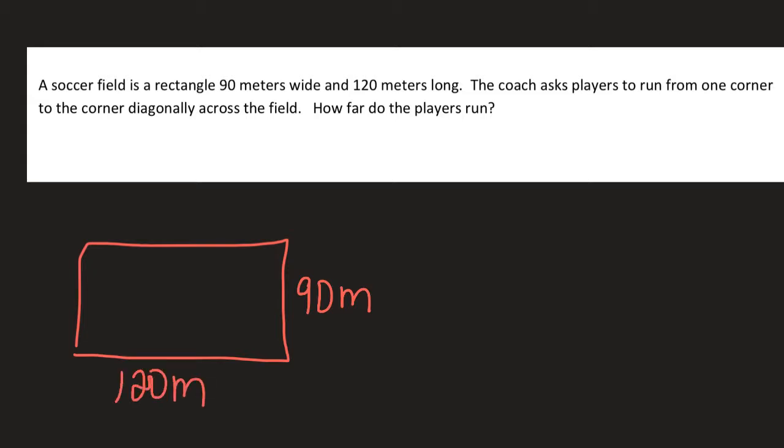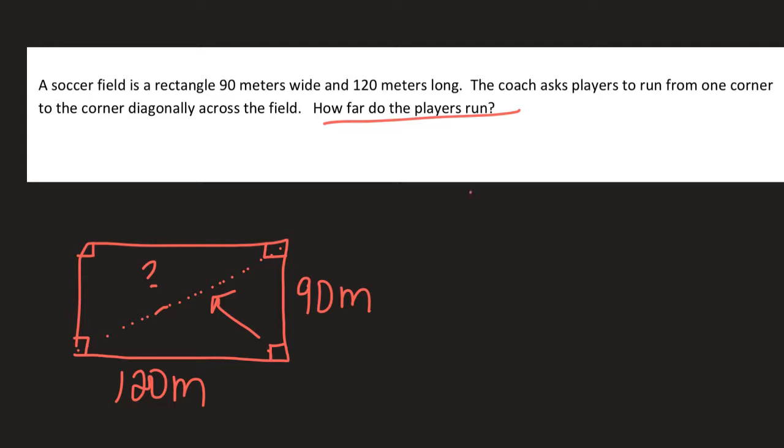The coach asks players to run from one corner to the other diagonally. So this is my diagonal. They are asked to run this. The question is, how far do they run? I don't know, but my soccer field, since it's a rectangle, is made up of 4 right angles. And since this is across from the right angle, I have essentially, by creating this diagonal, made 2 right triangles. And I am looking for the hypotenuse, I hope you said.